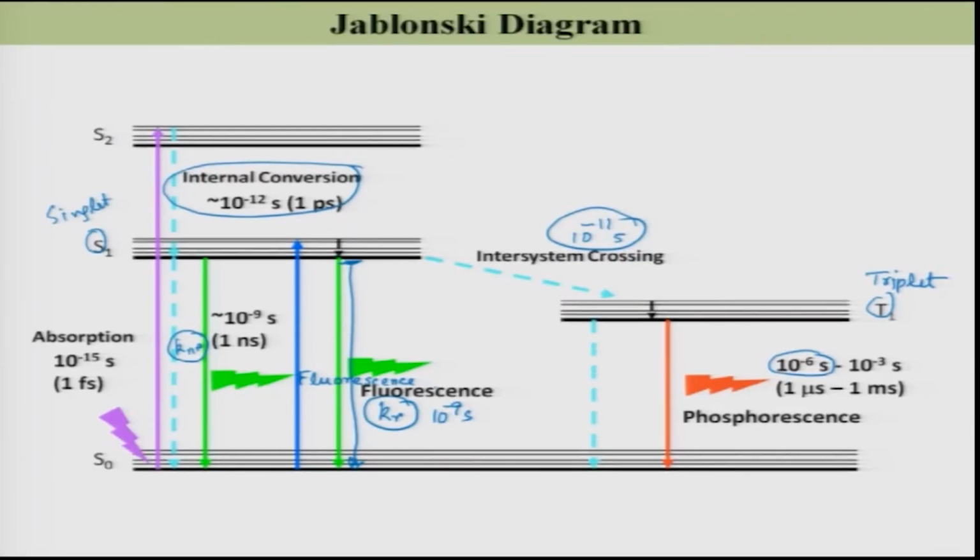As said, there could be a non-radiative process also. In this case this is my Kr and this is my Knr. Knr is non-radiative, that means the excess energy is emitted not as light, not as radiation, but as heat. This is called the non-radiative transition.